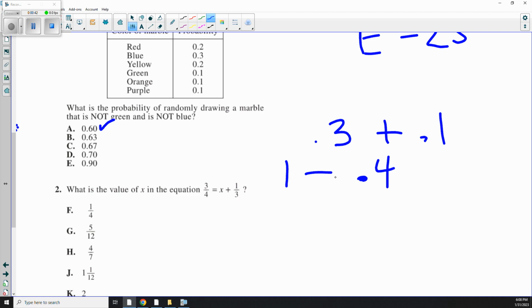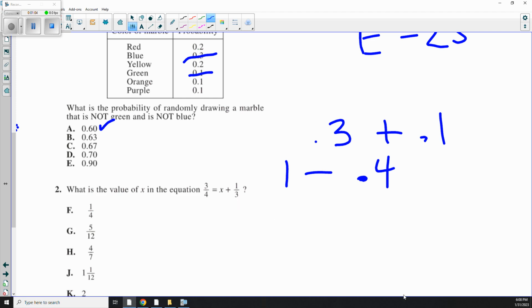Okay? You could also have added up. You could have taken away the blues and the greens and added up those decimals, 2, 2, 1, 1, to get 0.6. Okay?